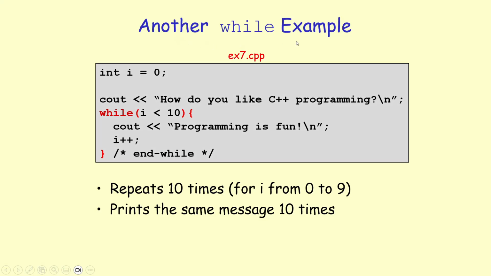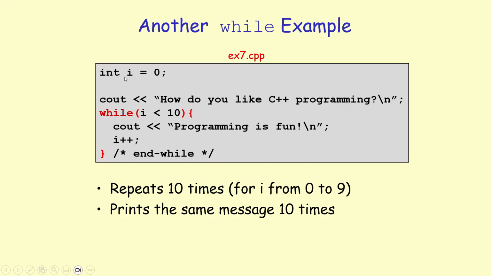Here is another while loop example. This is example 7, and I would like you to observe the following. Instead of initializing the loop counter variable to 1 and executing the while loop for as long as I is less than or equal to 10, I am initializing the loop counter variable to 0 and executing the while loop for as long as I is less than 10. So how many iterations will this while loop have? It turns out it still has 10 iterations.